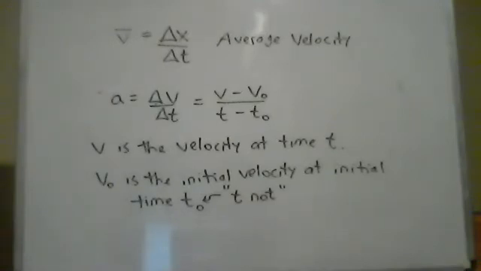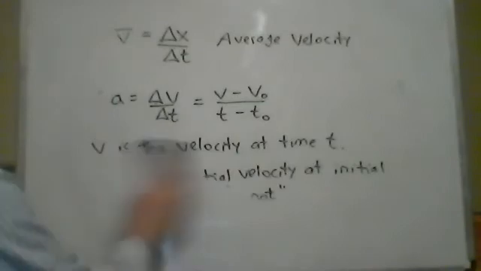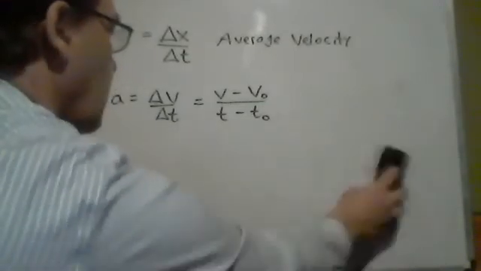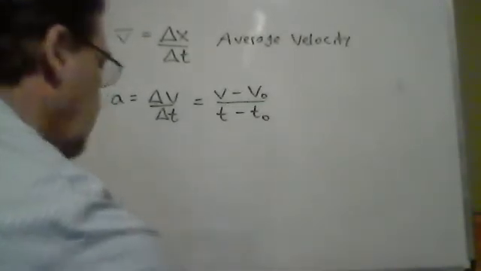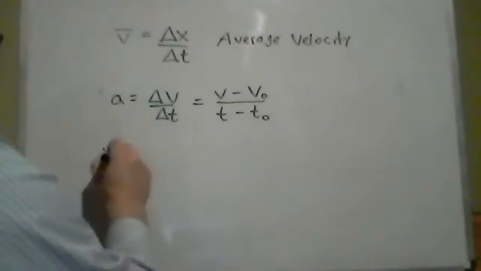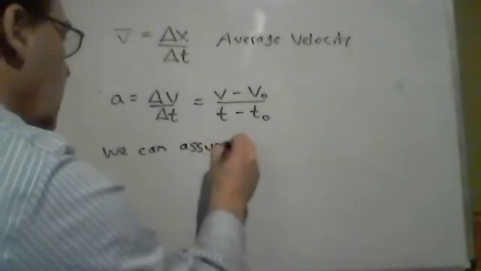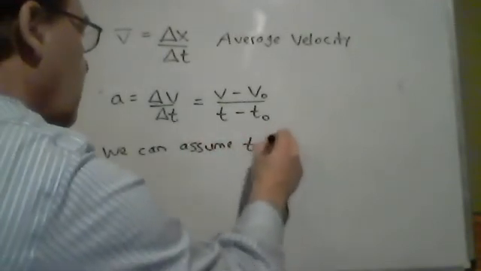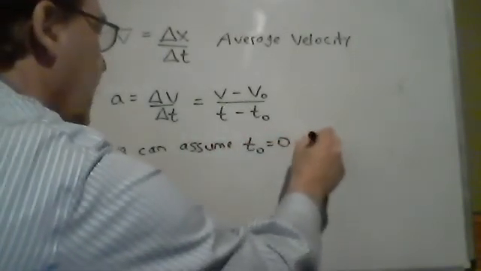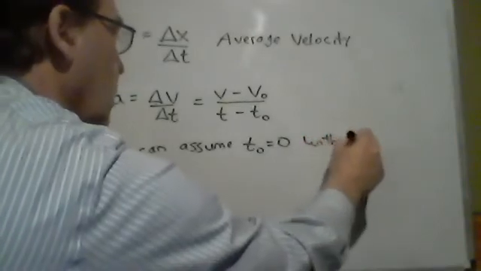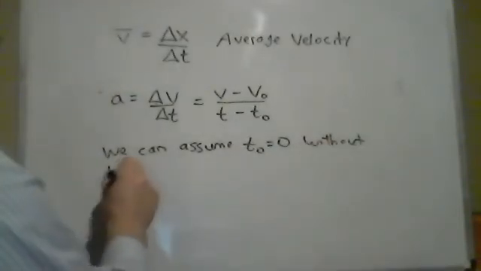I'm also going to assume that I start my stopwatch at 0. Again, there's no loss in generality for me to do that. I can start my stopwatch anywhere I want. So I can assume that t naught equals 0 without loss of generality.